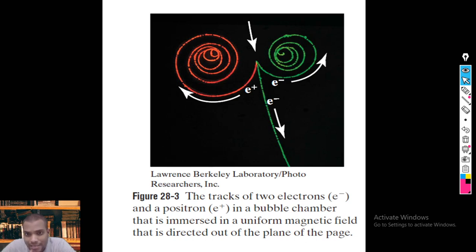So what could be the reason here? The formation of these tracks is due to some force. And by studying these tracks carefully, they estimated the mass of the electron and the mass of the proton.